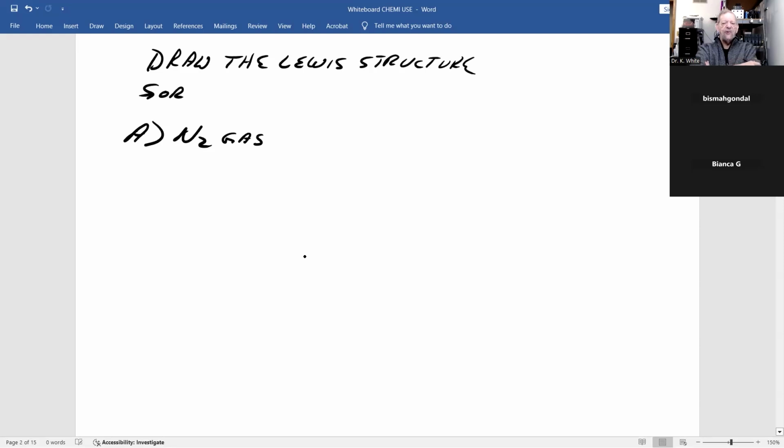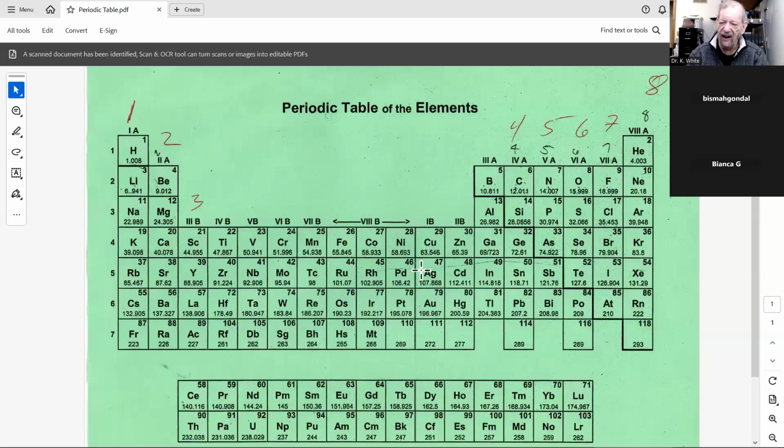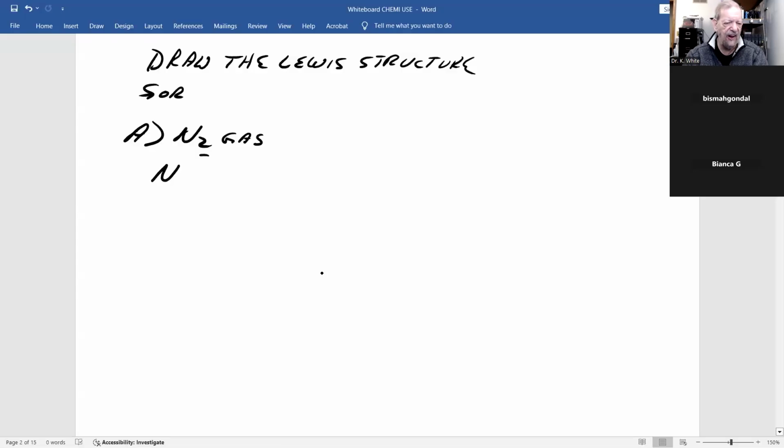Draw the Lewis structure for nitrogen gas. How do you do that? Well, we're talking about 2 nitrogens. And you have to first look up the number of valence electrons. You go to your friendly neighborhood periodic table. Nitrogen right here has 5 valence electrons. So each nitrogen has 5 valence electrons.